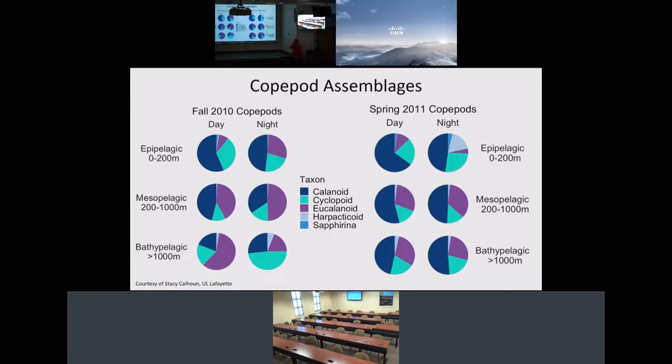Since copepods dominate our assemblages, we looked a little bit deeper at the types of copepods that were making up that group. Predominantly, they're composed of calanoids, followed by cyclopoids.